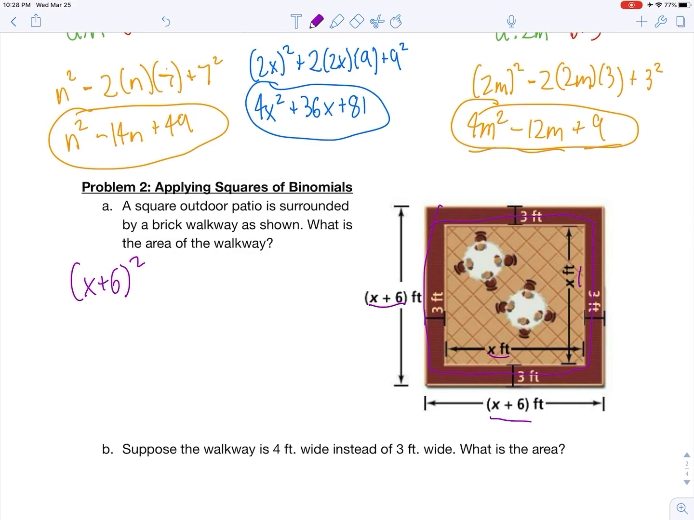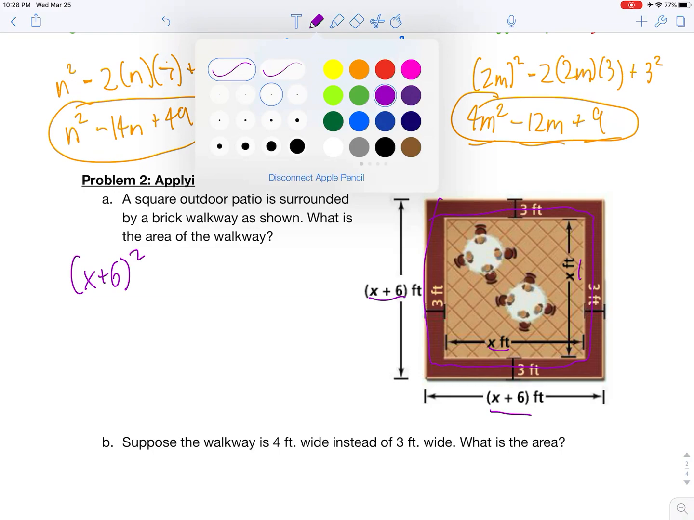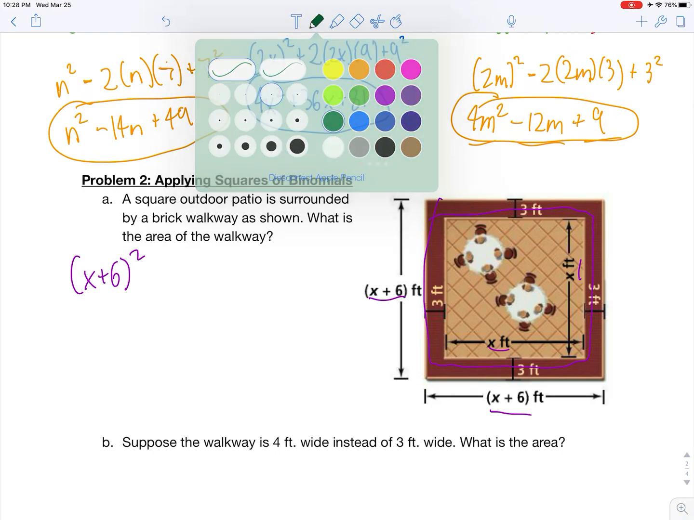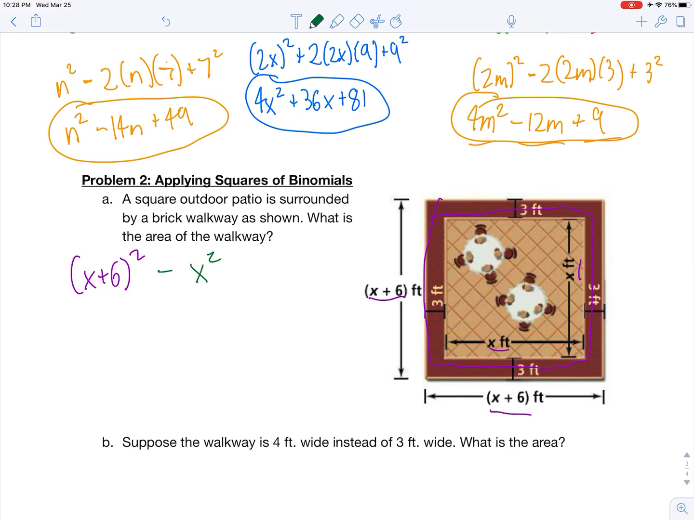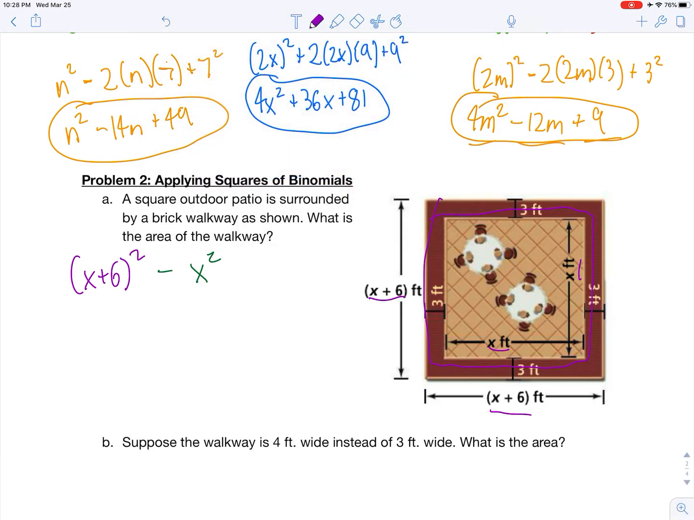So if I wanted to find just the walkway area itself, I can start with that big square, and then I could subtract the smaller square from the center. So I'm subtracting just that x squared, and then I can just simplify my result. And for that first piece, x plus 6 squared, that looks like that's going to be our shortcut.